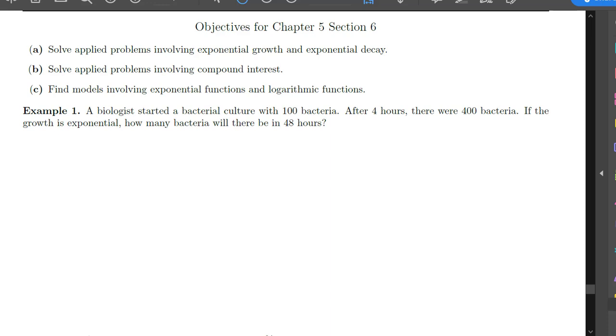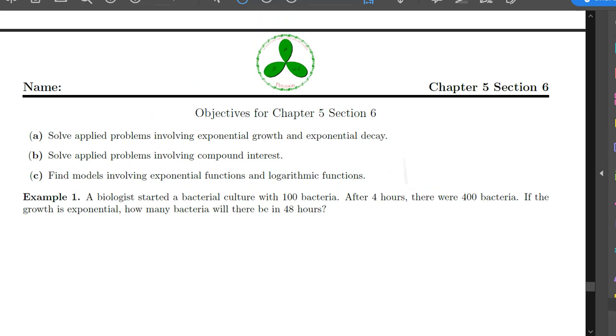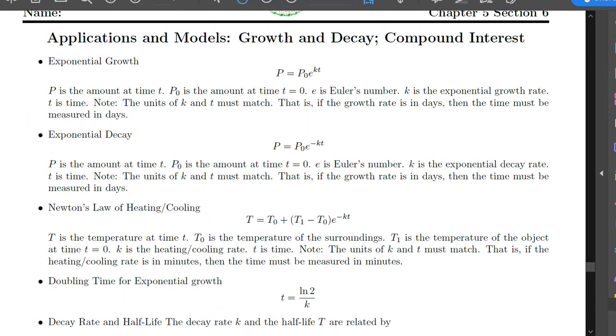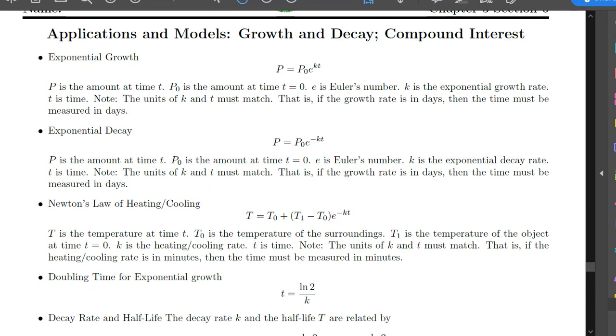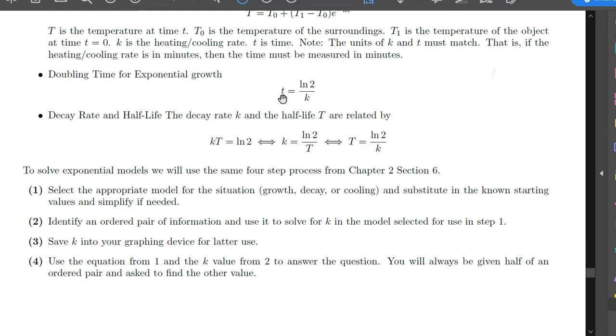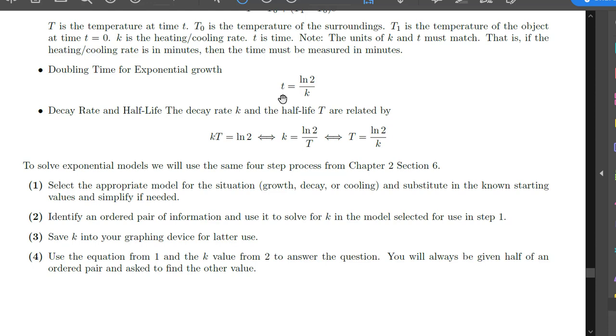In this section, we're going to be working on solving applied problems involving exponential growth and exponential decay. To help us out with this, right before this section in our notes, we have some formulas that are going to be useful for us to use. We have our exponential growth formula, our exponential decay formula, and Newton's law of heating and cooling. And then we have a doubling time formula for exponential growth and a decay rate and half-life formula.